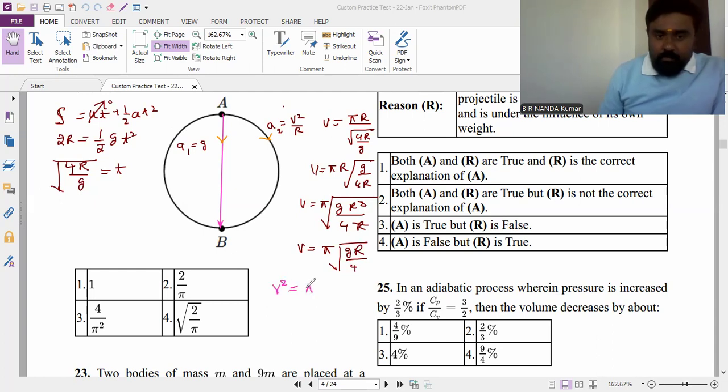So v square is equal to pi square into g r divided by 4. So a2 is equal to v square by r, which is pi square g divided by 4. So a1 by a2 is equal to g divided by pi square g by 4. So g cancels, giving 4 divided by pi square. So the right answer is the third option.